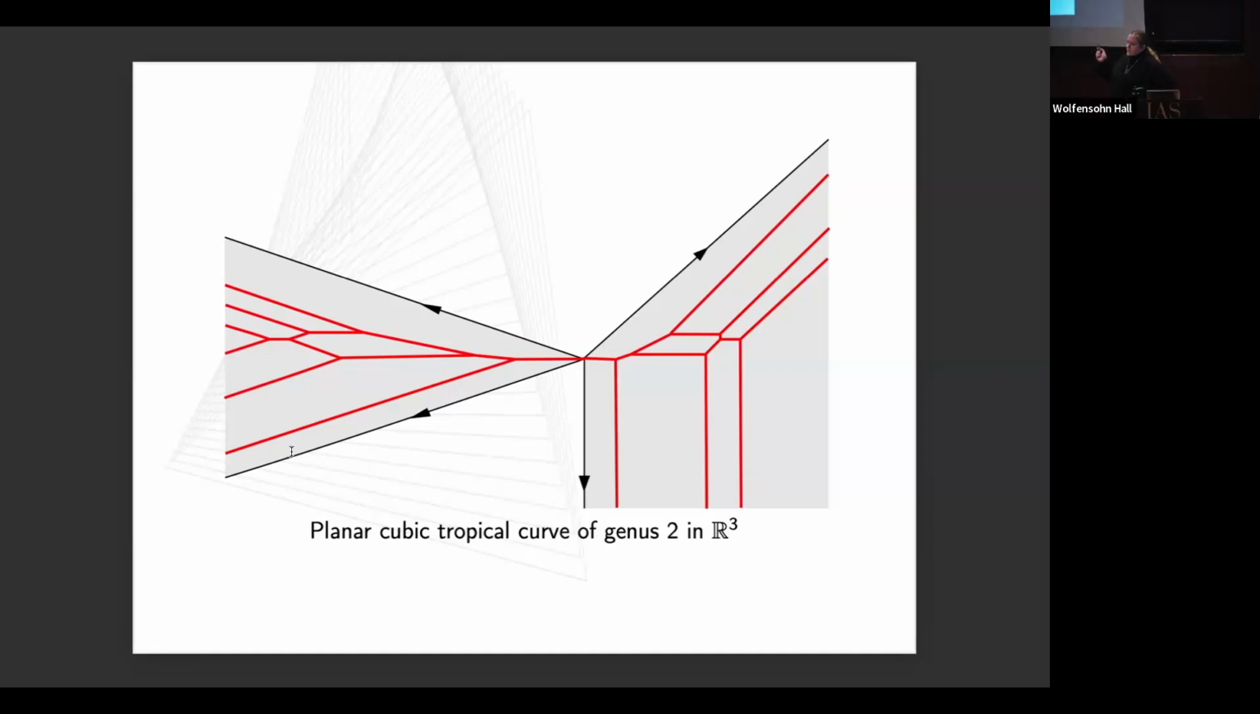The reason why is that in classical algebraic geometry, every cubic curve in any dimension has at most genus 1. Then this was the first example of something that goes beyond the bounds known for algebraic varieties.